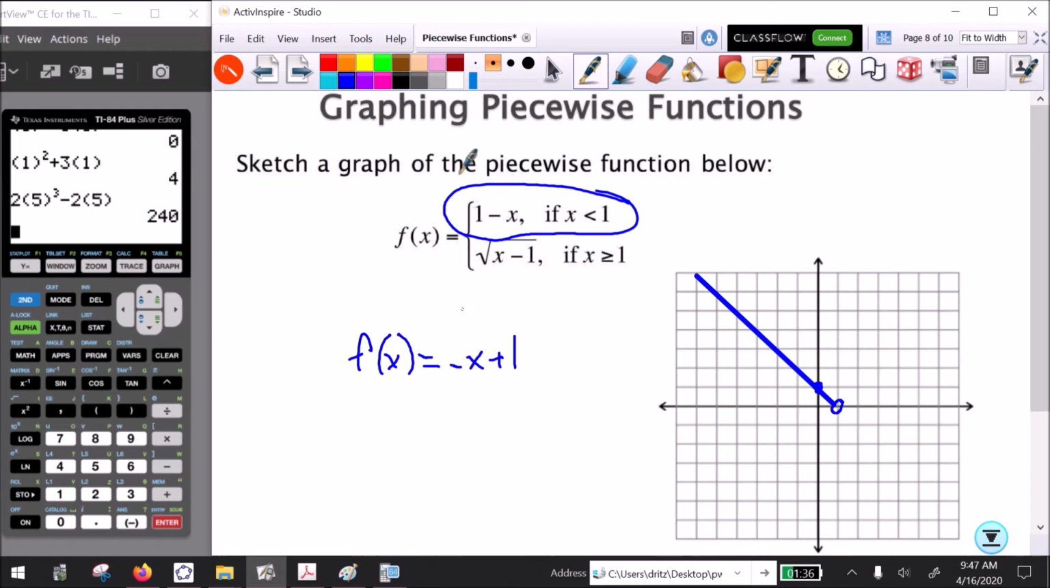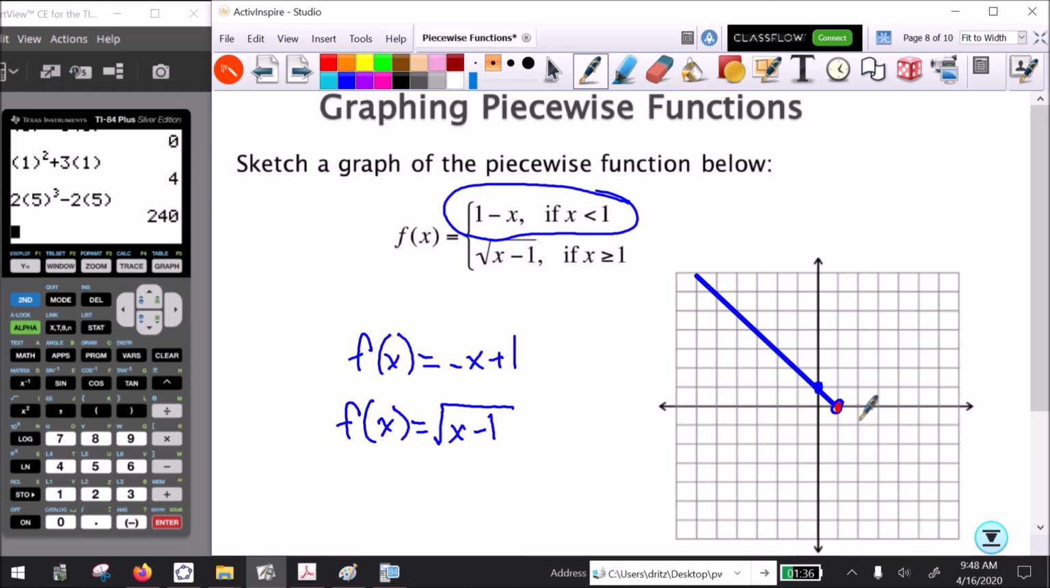F of x is equal to the square root of x minus 1. If you remember the parent function, the square root function, this could be helpful. The parent function of the square root function starts here and it goes up like this. Now, since this one has a minus 1, if you remember what we learned about our transformations, you can actually just shift this over 1 unit to the right. So this is going to be shifted over 1 unit to the right, and it's going to be the square root function. The square root of 1 minus 1 is the square root of 0 is 0.